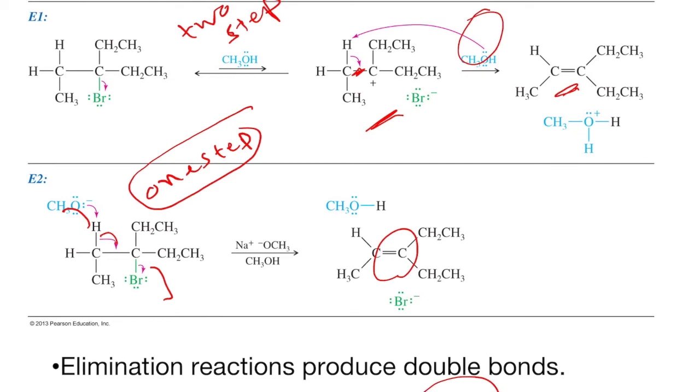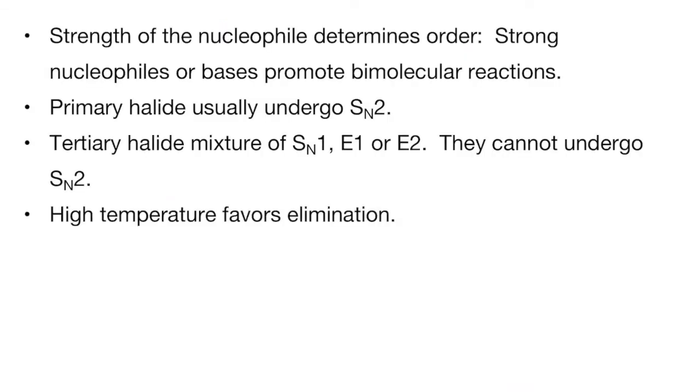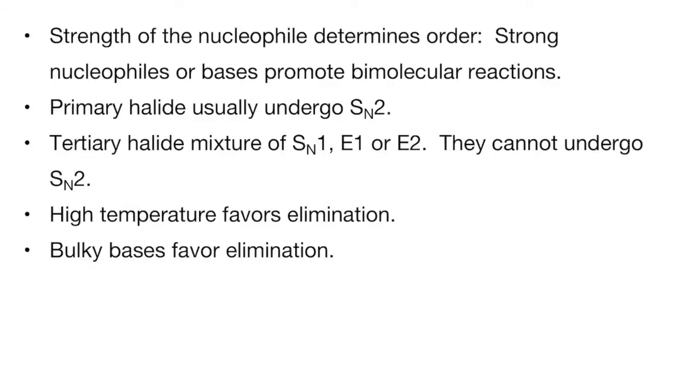Elimination forms a double bond, always minus HX for RX and minus HOH for ROH. If you are doing elimination for alcohol, you have to minus HOH. If you are doing it for RX, you should minus HX. So between substitution and elimination, I'll send you a single page that tells you everything about it.